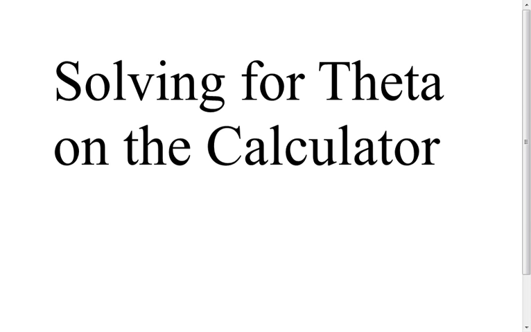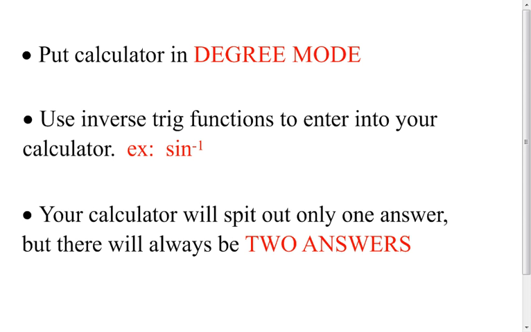All right, we are going to solve for theta on our calculator. First of all, I need you to put your calculator in degree mode, and then of course we're going to use the inverse functions on our calculator, the sine -1, cosine -1, those. Your calculator will spit out only one answer. It will only spit out the answer that is in the restricted interval, but you are going to need to find two answers, and I'll explain this in a minute, okay?